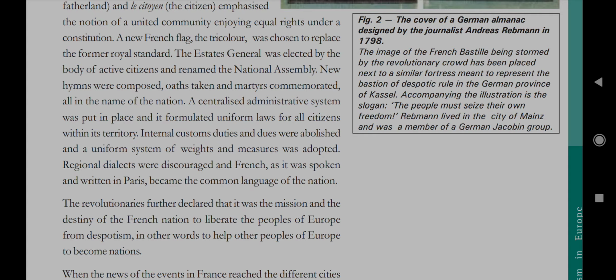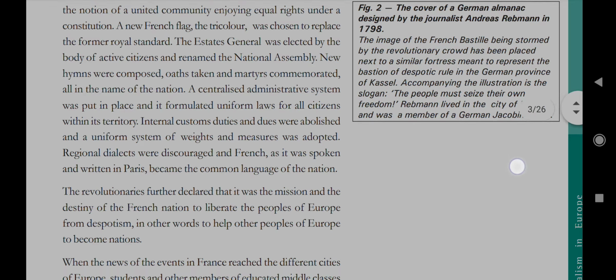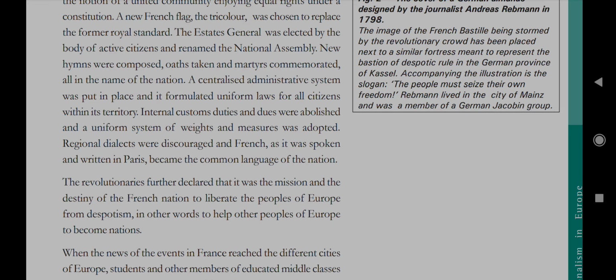Then new hymns were composed, oaths taken, and martyrs commemorated, all in the name of the nation. So they composed new hymns, like new poems. They took oaths and they remembered their martyrs. Martyrs means shaheed, people who died for their nation. So all this was done to create a sense of collectiveness among the people, like they would also feel that we have a common descent.